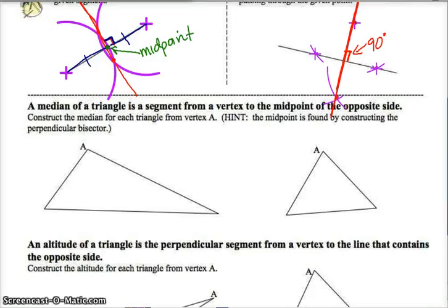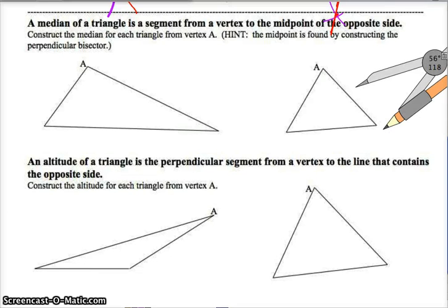Okay, so now let's move on to some words and definitions we haven't heard before. This next example says a median of a triangle is a segment from the vertex to the midpoint of the opposite side. So I want you to construct the median for each triangle from vertex A. So I have to construct a median from this vertex to the midpoint of the opposite side. Remember, this is the angle, or the vertex, I'm talking about. This right here is its opposite side.